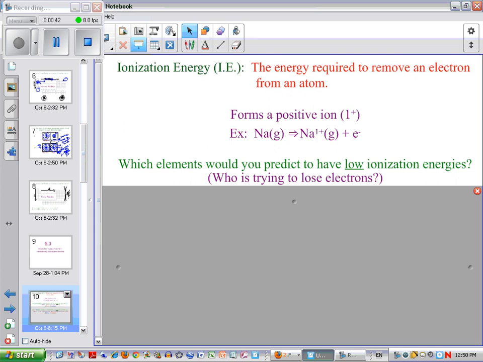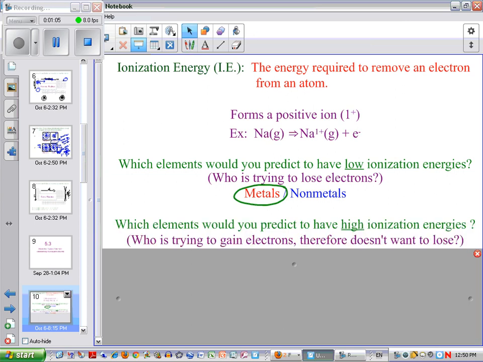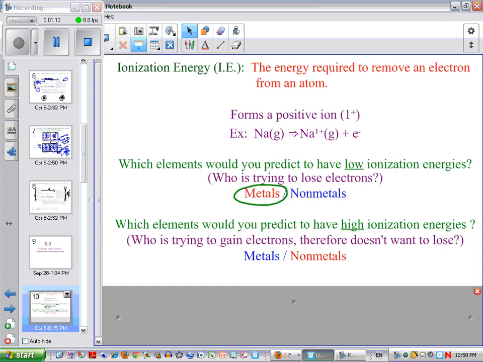So, who would you predict, before we even look at this trend, to have low ionization energy? Who is already trying to get rid of their electrons, and if you walked at them and tried to take it, they'd be like, yeah, sure, here you go. Metals or non-metals? Who's already trying to lose electrons? Metals, absolutely. Metals are already trying to lose, so you can probably predict that they're going to have low ionization energy. Whereas, who do you think is going to have high ionization energy? Who's trying to gain electrons, therefore does not want to lose them at all? Non-metals. Yeah, non-metals are trying to gain some more electrons. So if you walk up to them and you try to take theirs, they're going to be like, no.